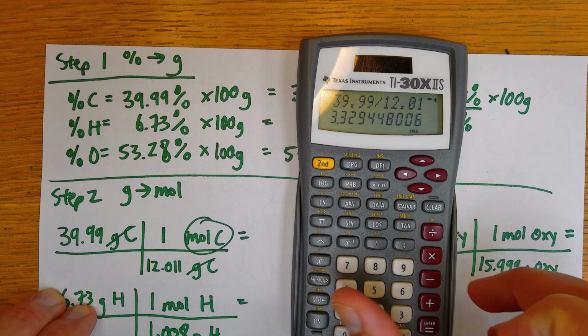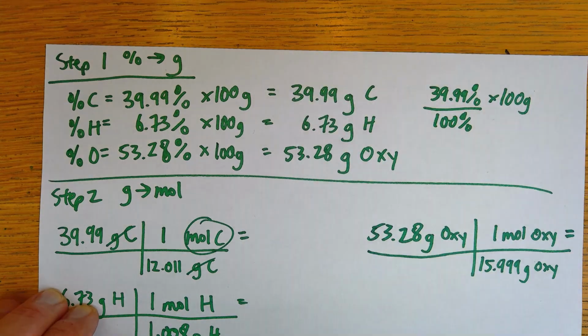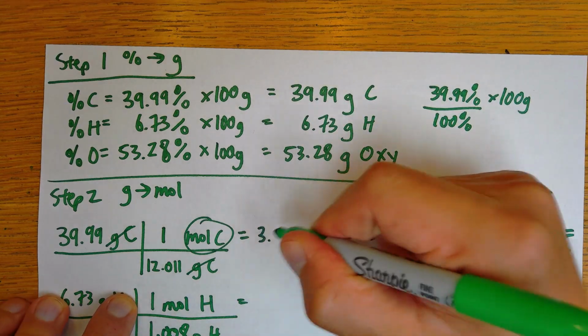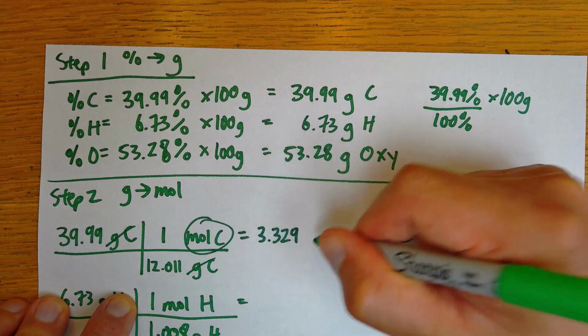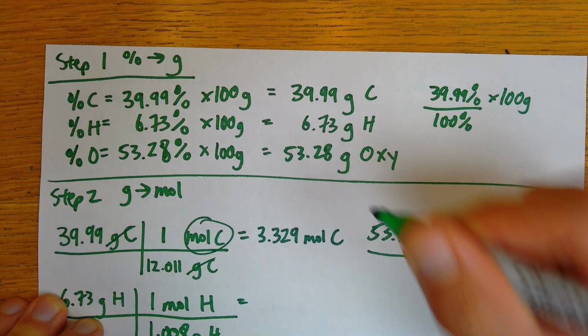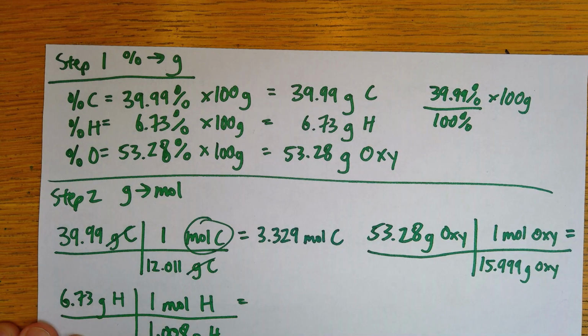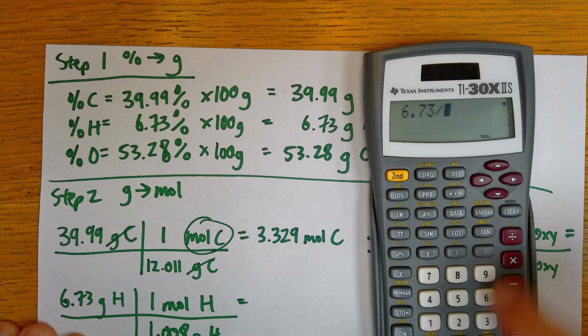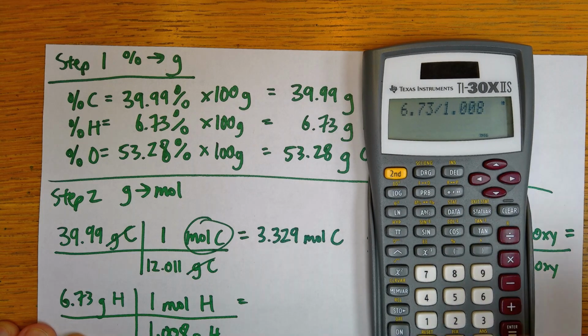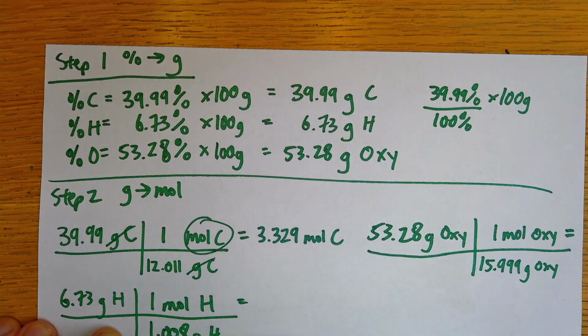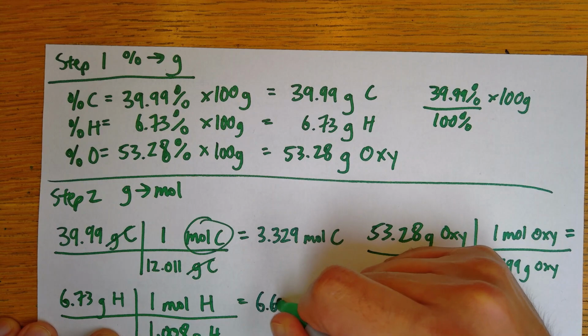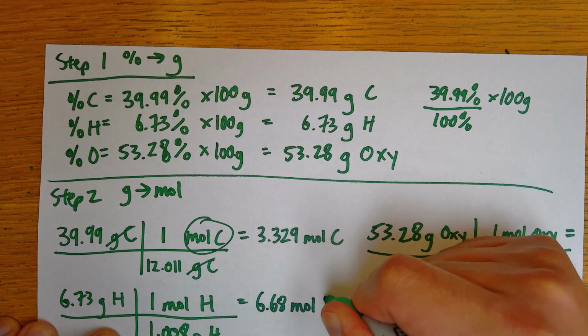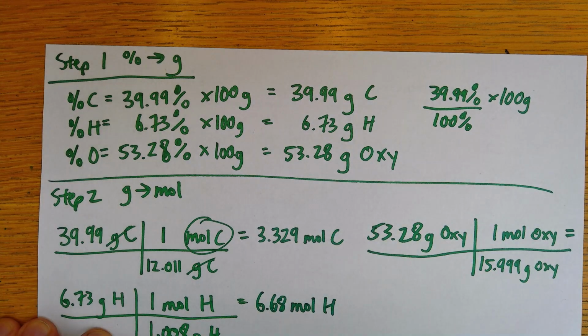All right, 3.329 for sig figs. Moles carbon. 6.73 divided by 1.008. 6.68. For correct sig figs, just 3 there. All right, and then lastly, we have the oxygen.